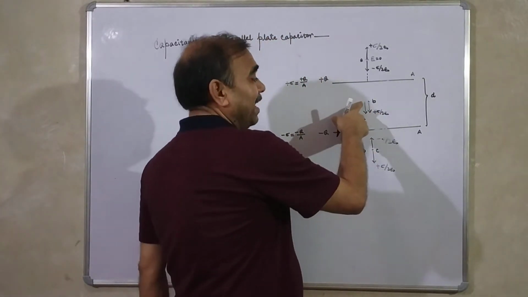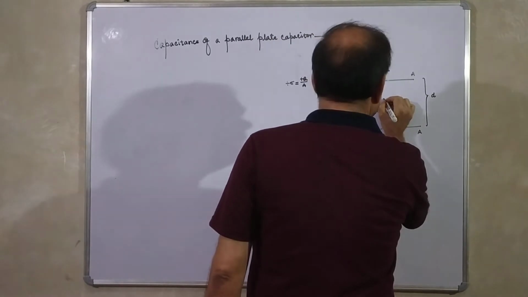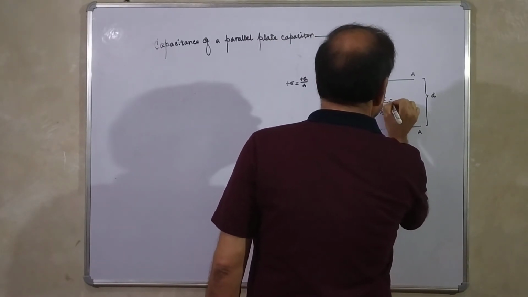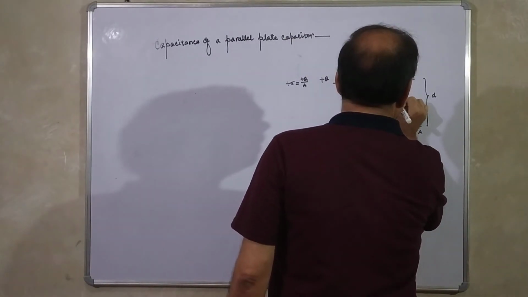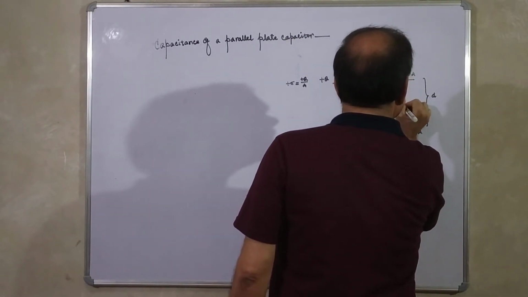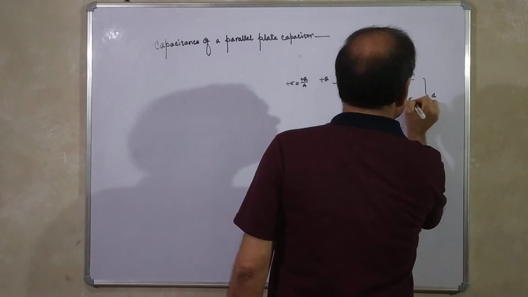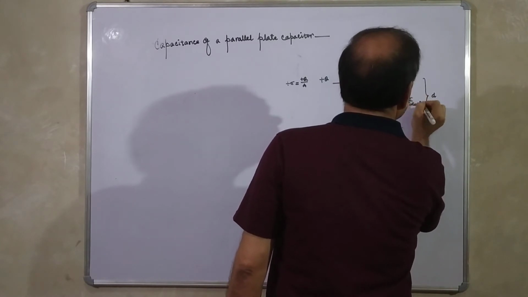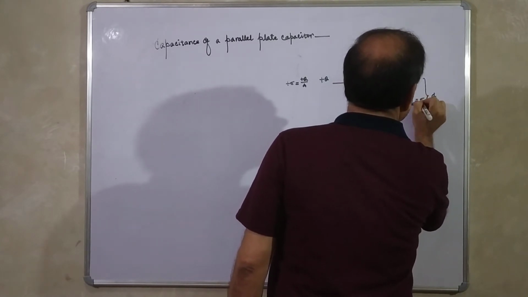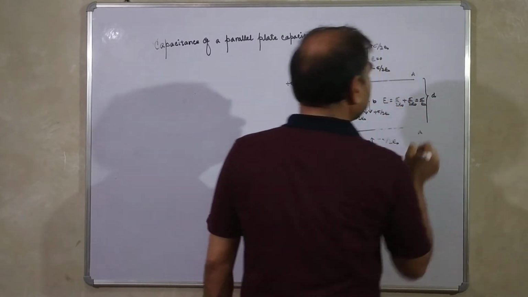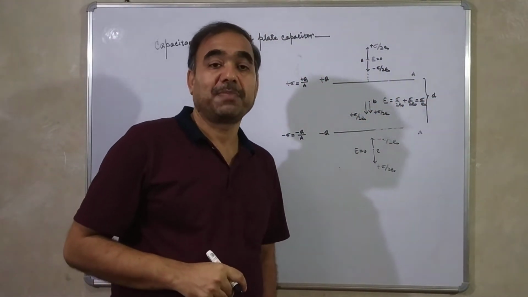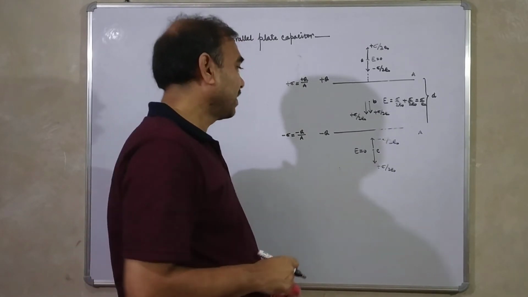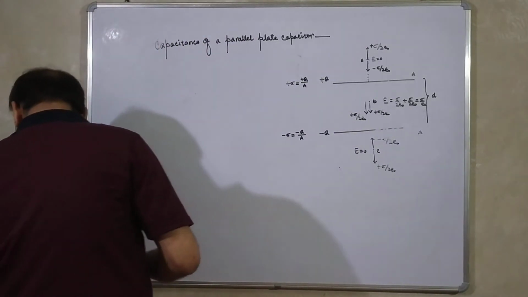Therefore, the net electric field at point C will be, these two are added because they are in the same direction. Sigma by 2 epsilon naught plus sigma by 2 epsilon naught is equal to sigma by epsilon naught. So this is the electric field at point B, which is interior to the plates of the capacitor. Right, it is?